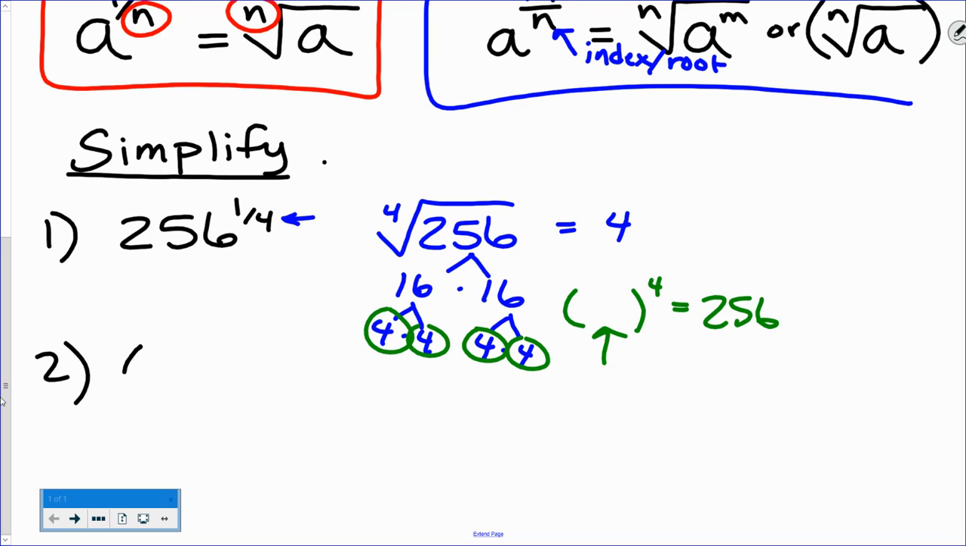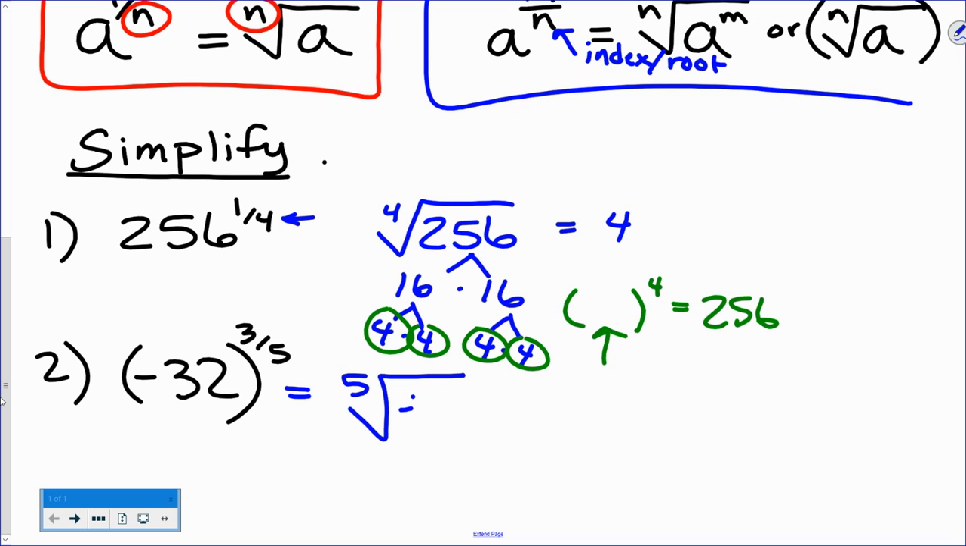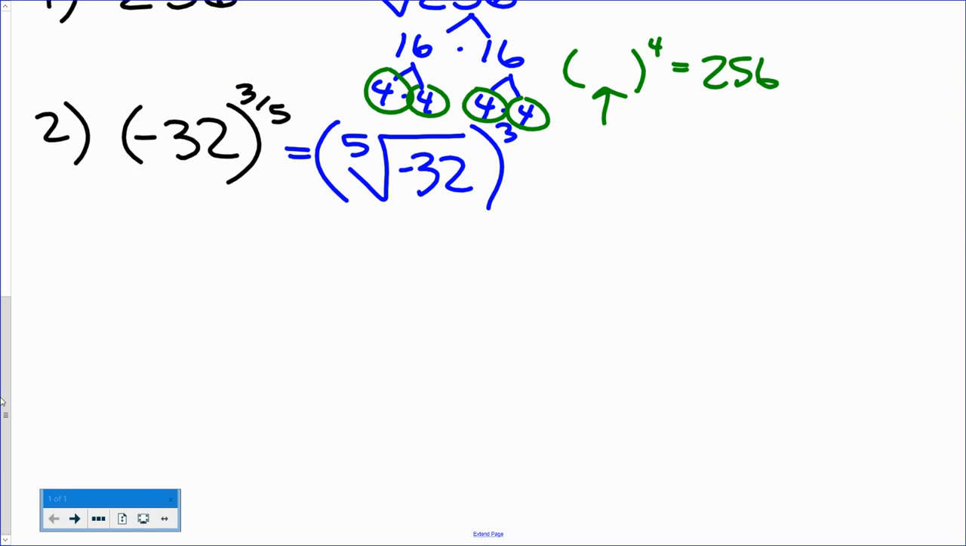Okay, number 2. For example here, if I have negative 32 and I'm raising that to the 3/5 power, I have a different way of rewriting that. I can write that as the 5th root of negative 32, to the 3rd power. That is the way I prefer to do it. Or you could do the 5th root of negative 32 to the 3rd power, and then find that answer. So I'll show you both ways and I'll show you why I like the top example better.